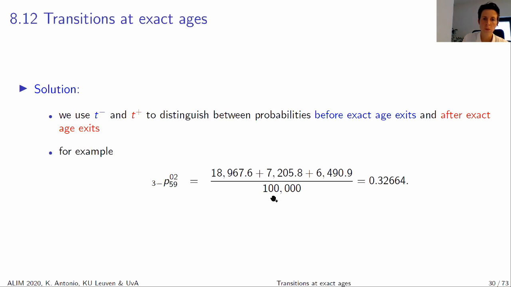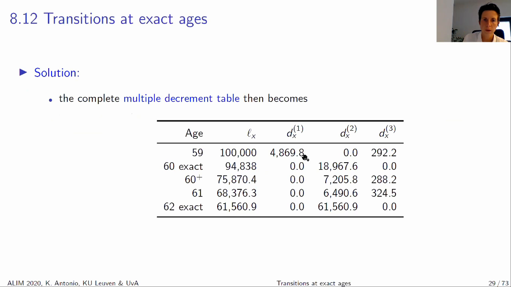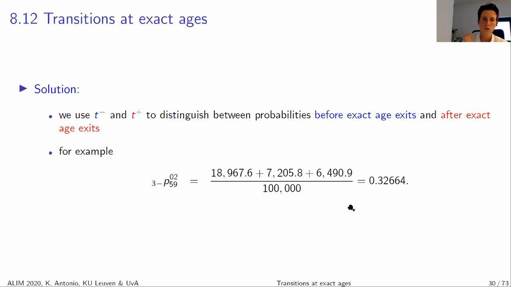So if I start with a group of 100,000 people at age 59, then I'll see, if I go back to my scheme over here, that I've got this number of people retiring between age 59 and 62 minus, plus this number, plus this number. So that's how I can calculate my requested probability. I do not take the value here in the last line into account, because that would be retirement at exact age 62, and that's not what I was asked to calculate.